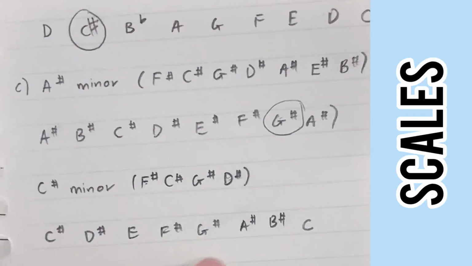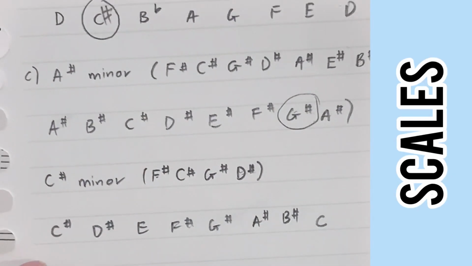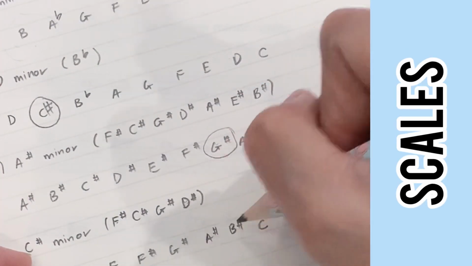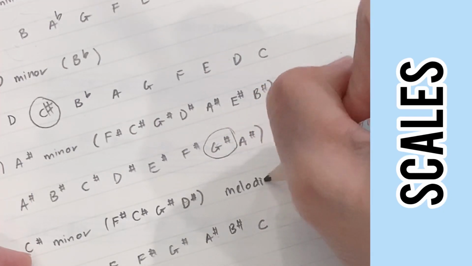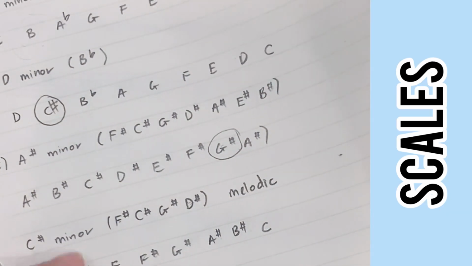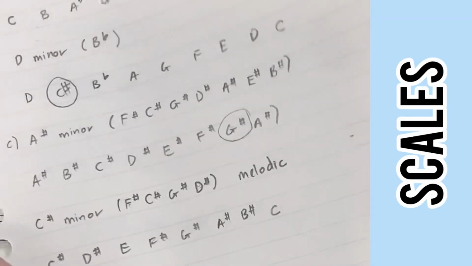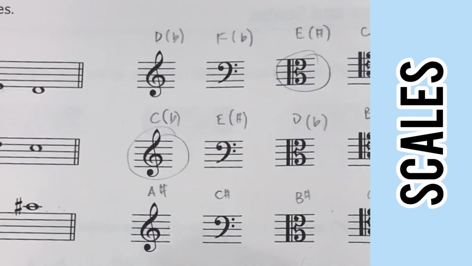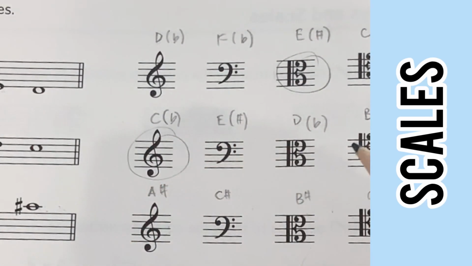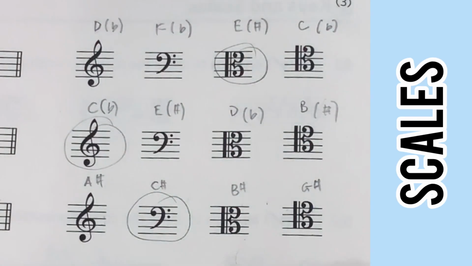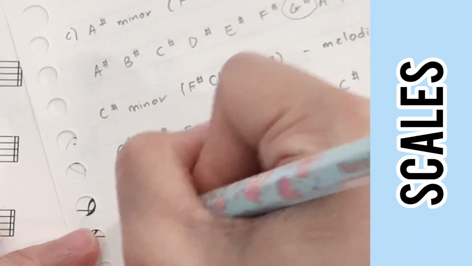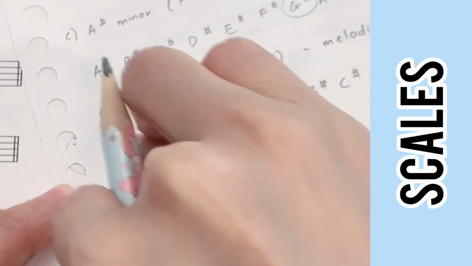The 7th note of C sharp minor would be B sharp, and the 6th note would be A sharp. So here we can determine that it's a melodic minor. As we can see here, every note has a sharp except for E. So this is the answer that we're looking for. It's a C sharp melodic minor. B sharp minor is way too complicated for grade 5, so we'll go straight to G sharp minor.